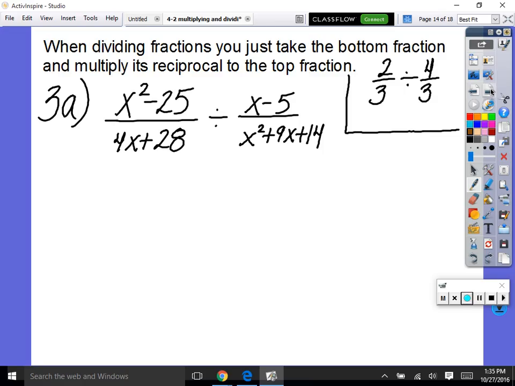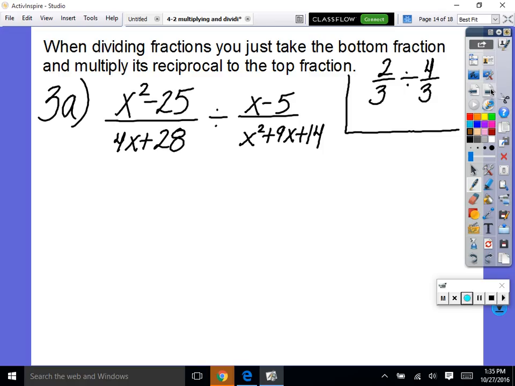Last rule. We're going to learn how to divide polynomials. Here's one rule, the easiest thing ever. Are you ready to listen to it? Dividing fractions is easy as pie. You flip the second fraction and you multiply. I'm going to say it again. Dividing fractions is easy as pie. You flip the second fraction and then you just multiply.